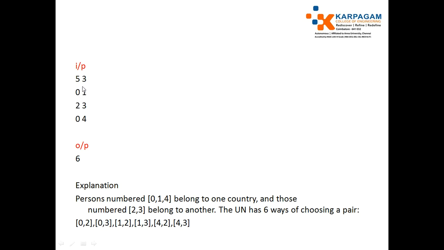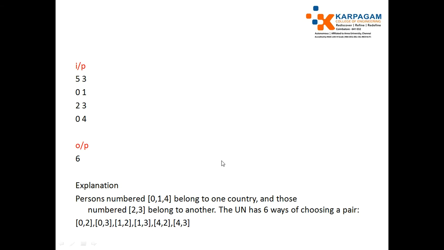Having been given these pairs, you can understand 0 with 1, 0 with 4. So basically 0, 1, 4 belongs to one country, and 2, 3 belongs to another country. With a grouping of that nature, the number of possible combinations is 6: 0, 2, 0, 3, 1, 2, 1, 3 and 4, 2, 4, 3. These are all the 6 possible combinations I can make of pairs to travel to the moon. So how do we solve this particular problem?